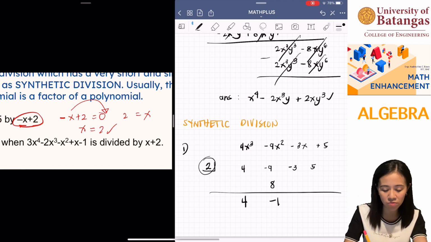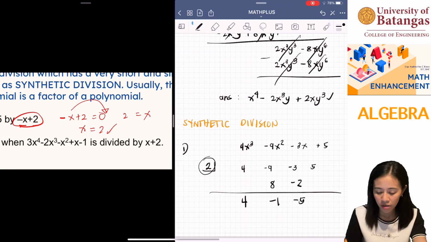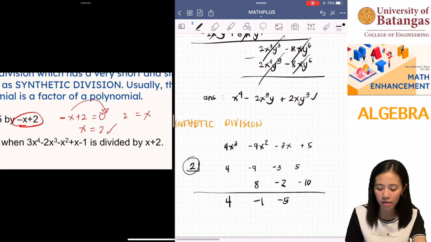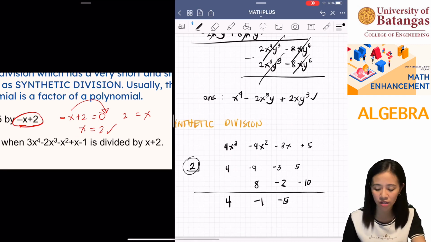And then, continue, multiply this by 2. So, -1 times 2 is -2. And then, add again. So, you get -5. Okay? And then, you have -5 times 2. So, that would be -10. Tama. And then, -10 plus 5, you get -5.